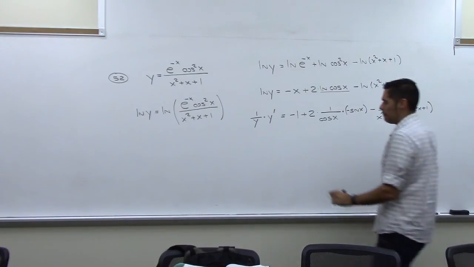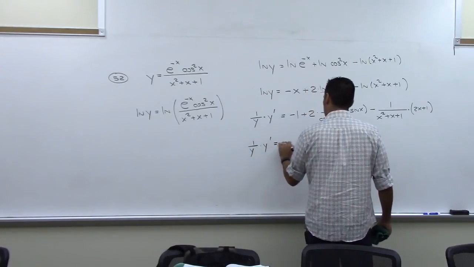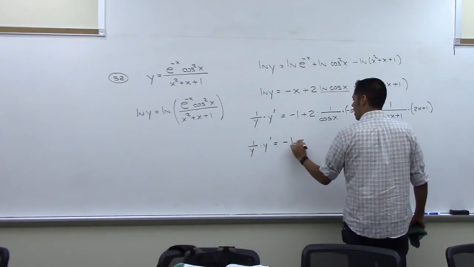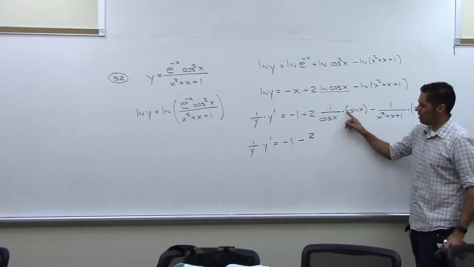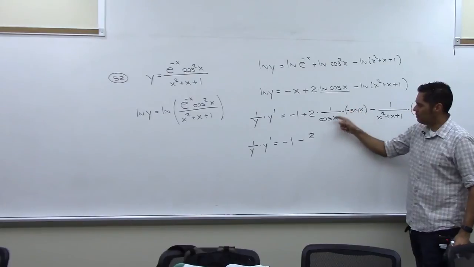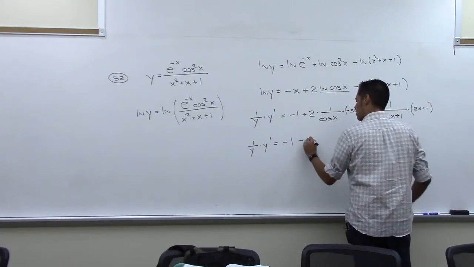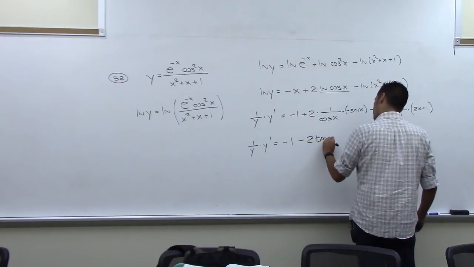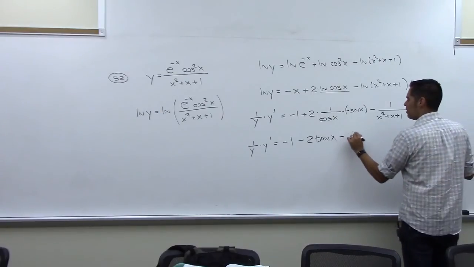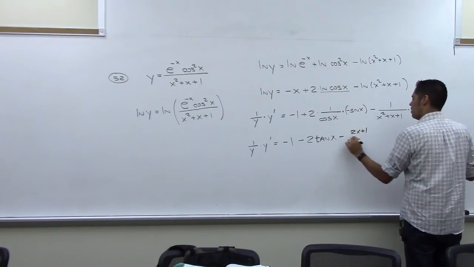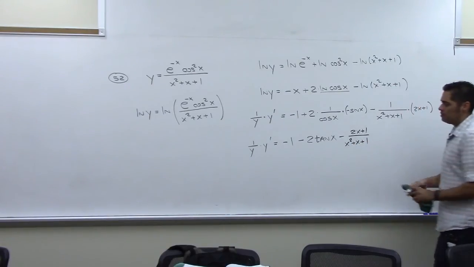So I have 1 over y times y prime equals negative 1 minus 2, now check this out. The minus from right here comes out. I have sine x over cosine x. That's tangent. So I'm just going to put minus 2 tan x. And then here, I'm just going to slide this on top. So minus 2x plus 1 over x squared plus x plus 1. So I'm getting real close.